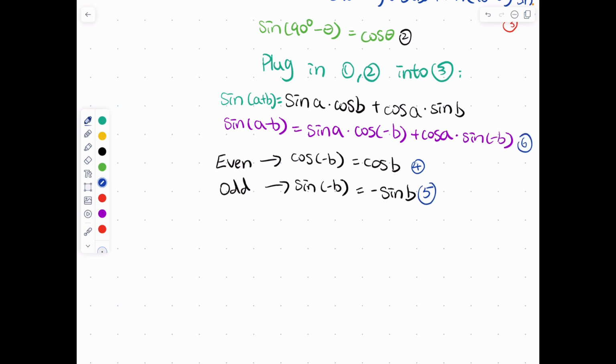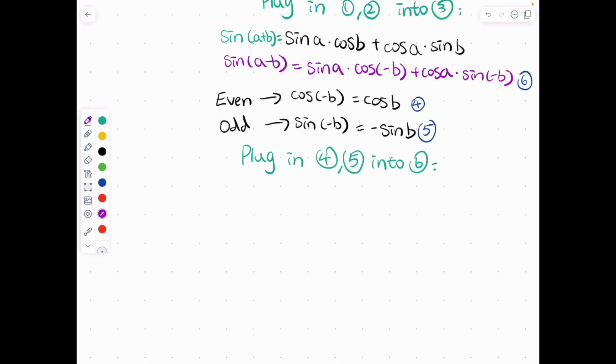Okay, so now based on that, let's say this is 4, 5, and that is 6. So plugging 4 and 5 into 6, we will get sine of a minus b to be equal to sine of a cosine of b minus cosine of a sine of b.